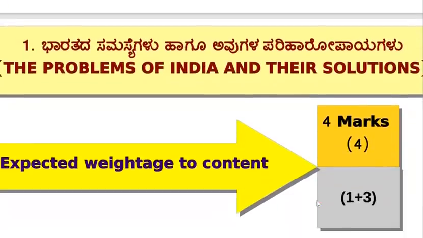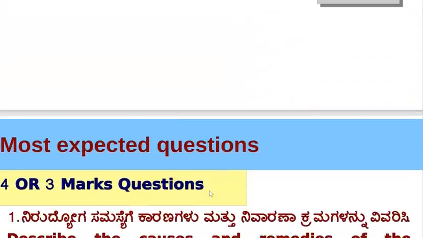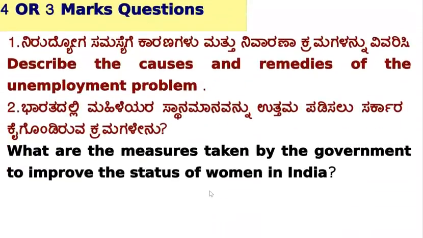First chapter, the problems of India and their solutions. Expected weightage to content, 4 marks. From this chapter we can expect 4 marks. You can expect a question directly, straightforward, 1 question for 4 marks. If not, 1 mark 1 question and 3 mark 1 question. Most expected questions for 4 or 3 marks are as follows.